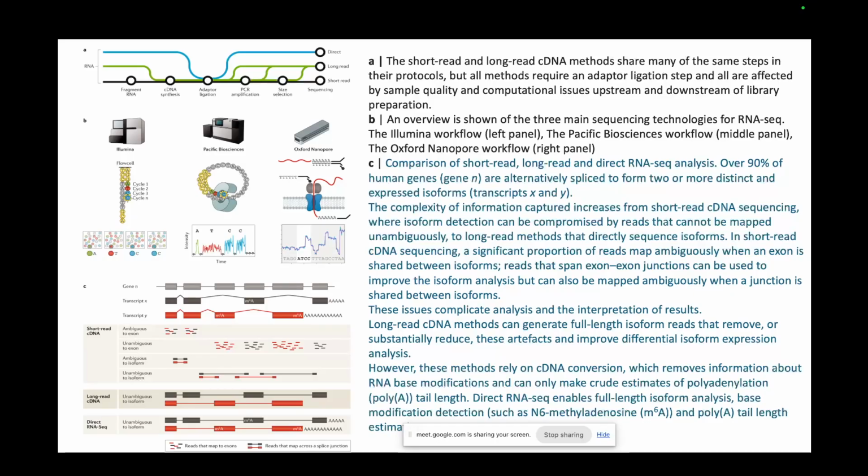This complicates the analysis and interpretation of the results. Long read cDNA technology can come in here, and it can generate the full length isoform read that removes or substantially reduces these artifacts and improves differential isoform expression analysis. So for isoform expression analysis, this is very useful. But other than that, the technology is kind of the same. It's just that the length of the read is higher.